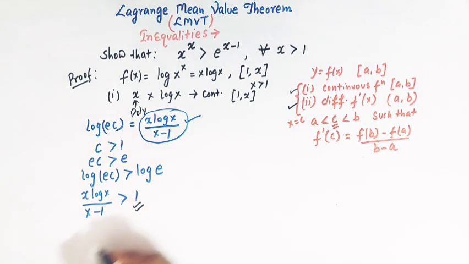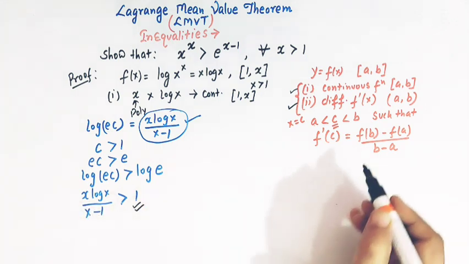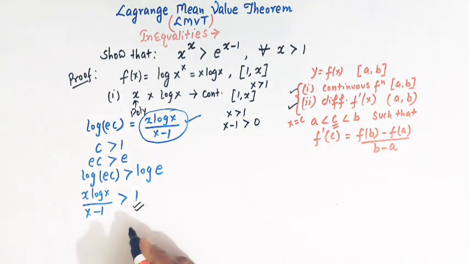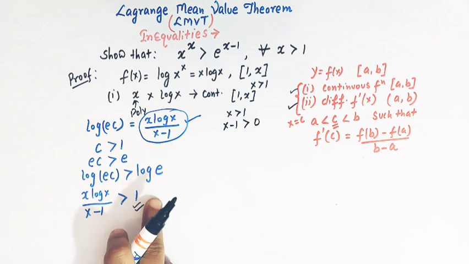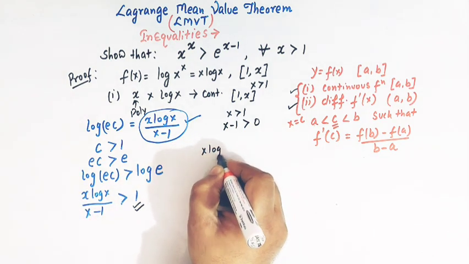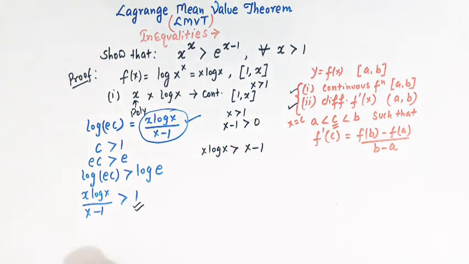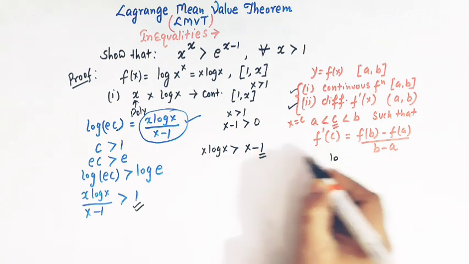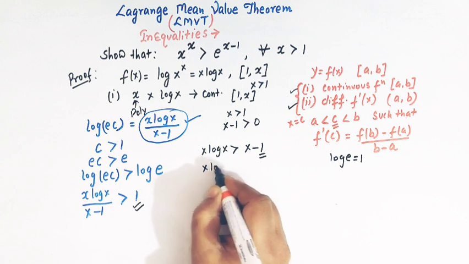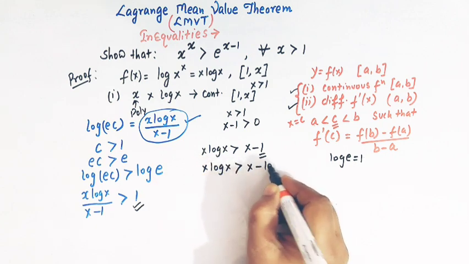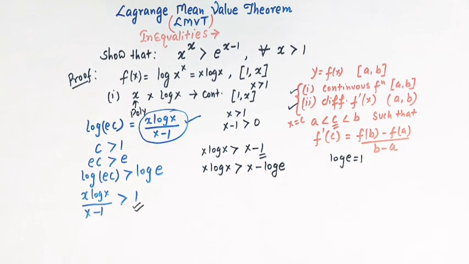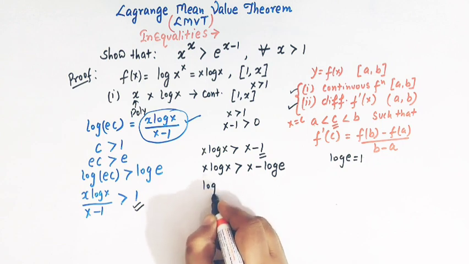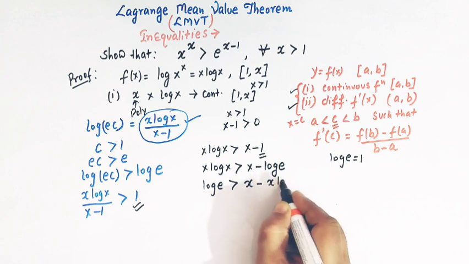So now let us solve this inequality. Now see, in the denominator we have x minus 1 and our x is greater than 1. So x minus 1 should be greater than 0, right? So there is no harm in multiplying this inequality both sides by x minus 1. So we'll get x log x greater than x minus 1, right? Okay. So now see here we have 1. So we can again replace this 1 by log of e, right? So we have x log x greater than x minus log of e. So now rearranging the terms here, we can take log of e to the left hand side. We have log of e greater than x minus x log x, right?